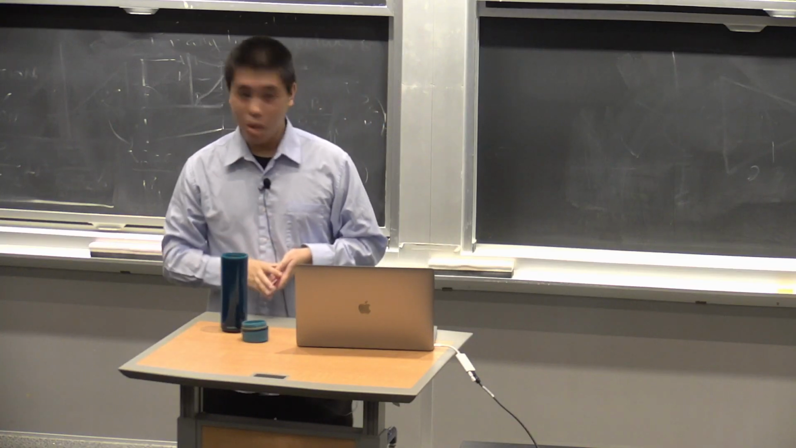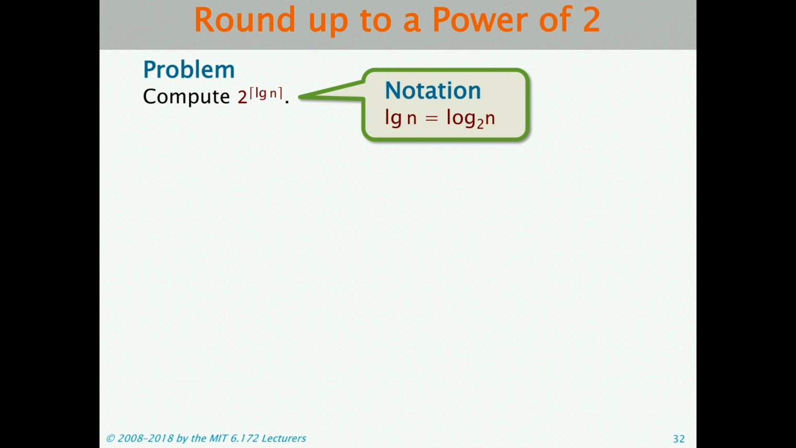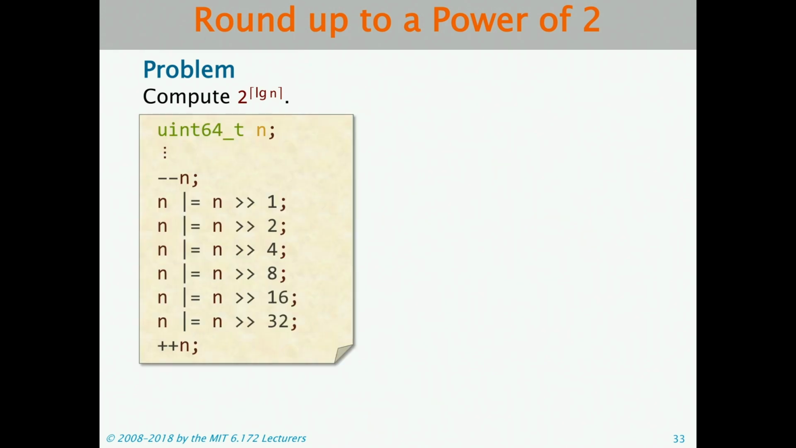All right, so the next problem we'll look at is computing or rounding a value up to the nearest power of 2. And this is just 2 to the ceiling of log base 2 of n. And recall that lg of n is the log base 2 of n. That's the notation we'll be using in this class. Here's some code to do this. So we have our value of n here.